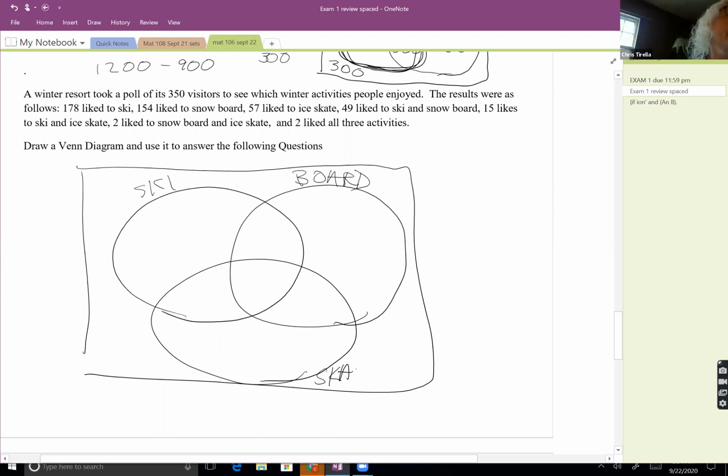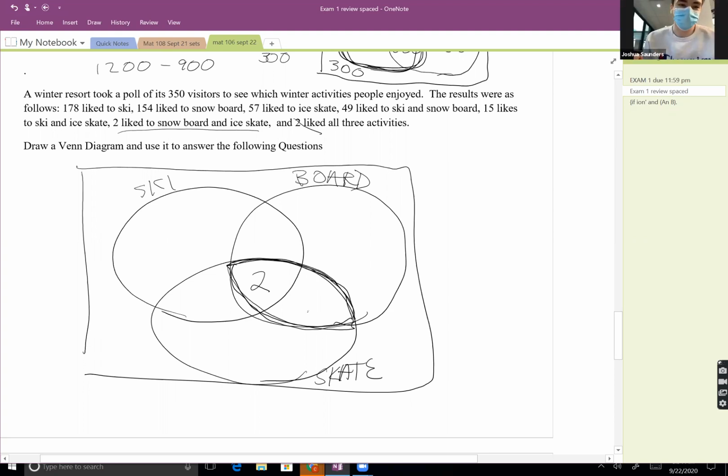Where do I begin? In the middle. What goes there? 2. 2 like to snowboard and ice skate. Board and skate. What number goes here? 2. Oh, aren't there 2 in there already? Yeah, so that'd be 0. Do you have an idea? 17.